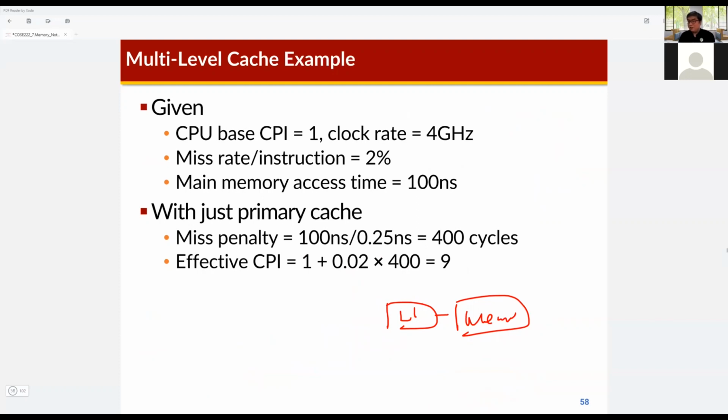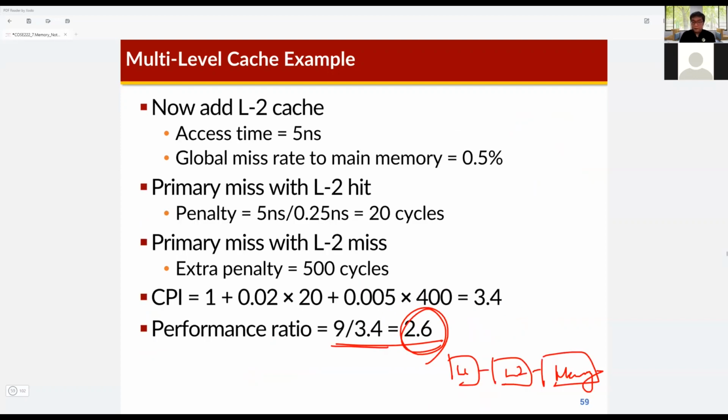In the previous time, we quickly compared the performance of the single-level cache and multi-level cache. In the single-level cache, the effective CPI was 9, but it is reduced to 3.4 if we add the L2 cache here. So we can also improve the performance with this multi-level cache.